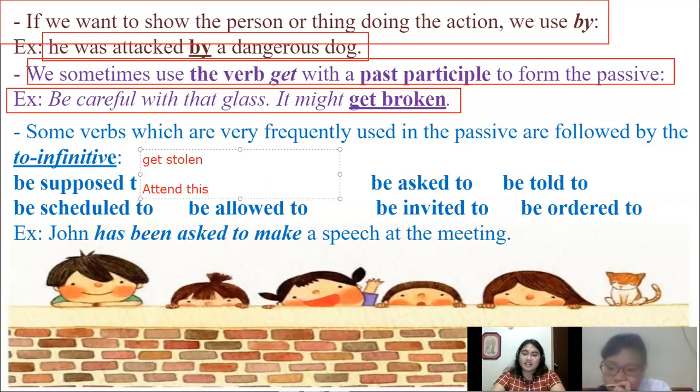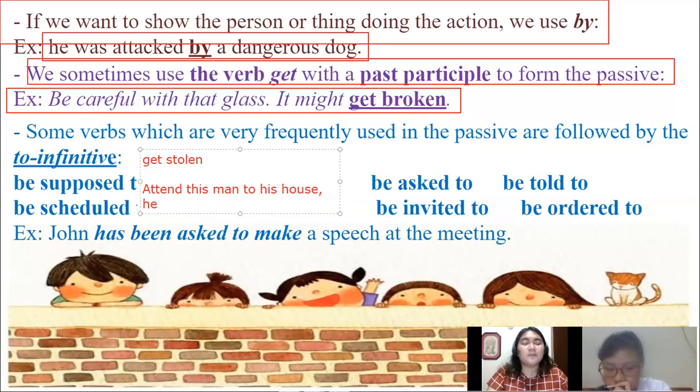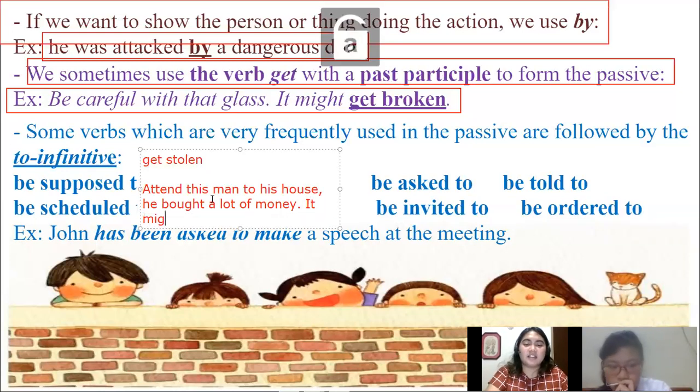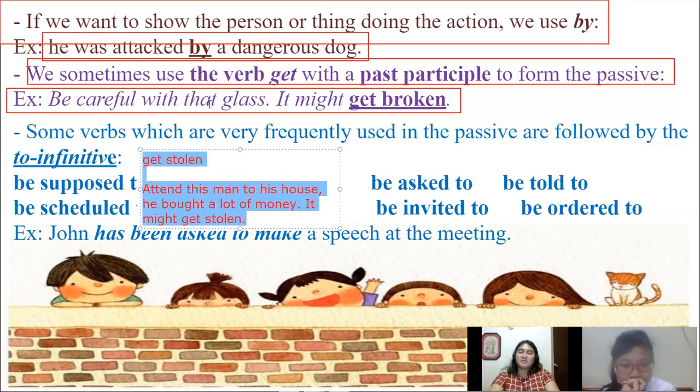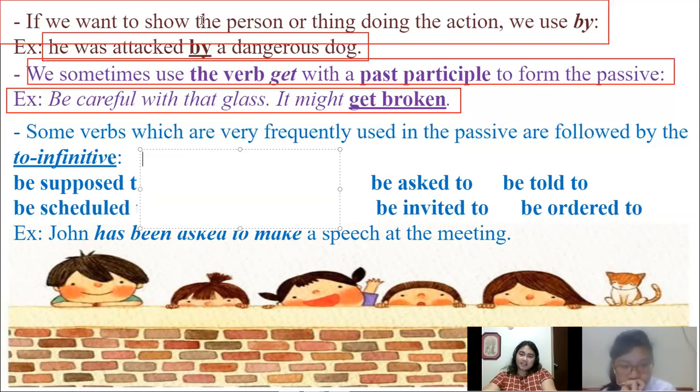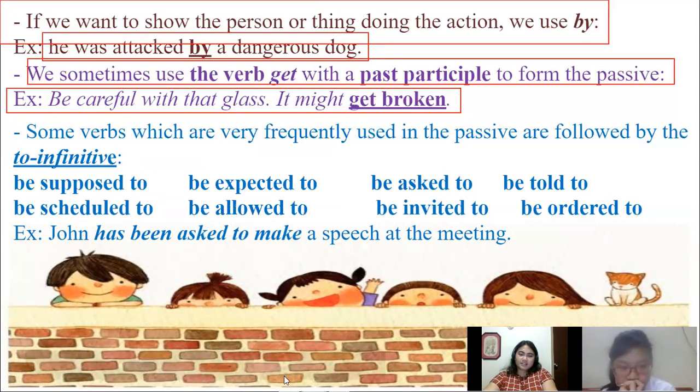Oh, you can use this. I will give you this, it will be your bonus. Attend this man to his house. He bought a lot of money. It might get stolen. Did you understand? Okay. All right. So this is quite tricky, but you're going to get used to it. Okay. So let's continue.